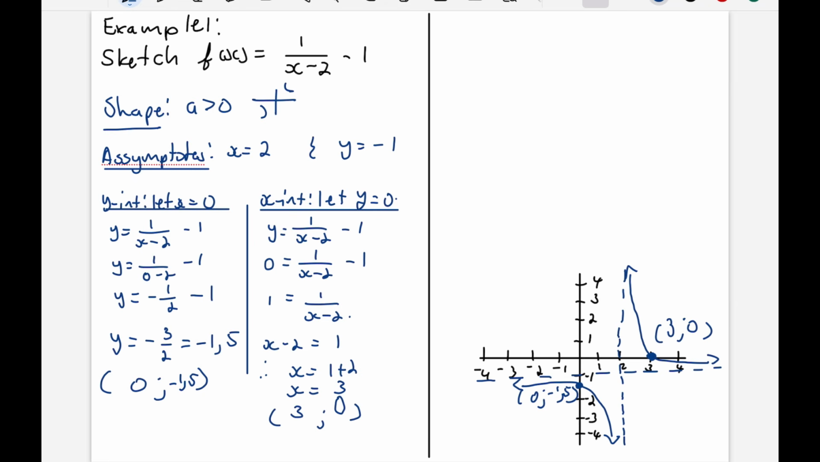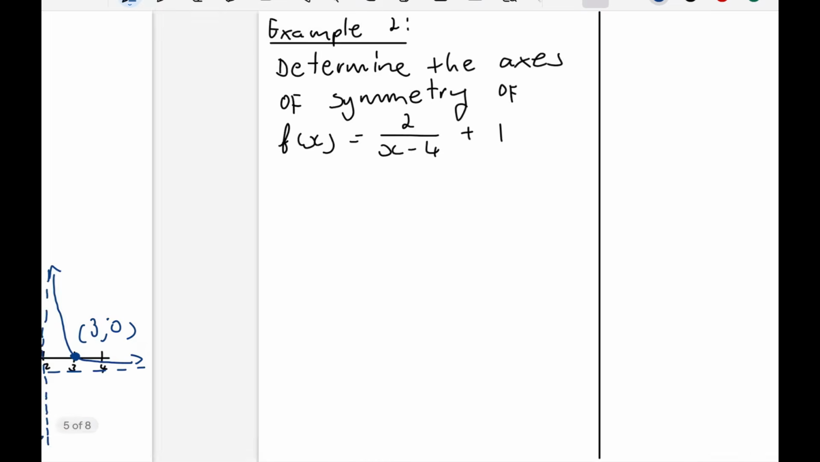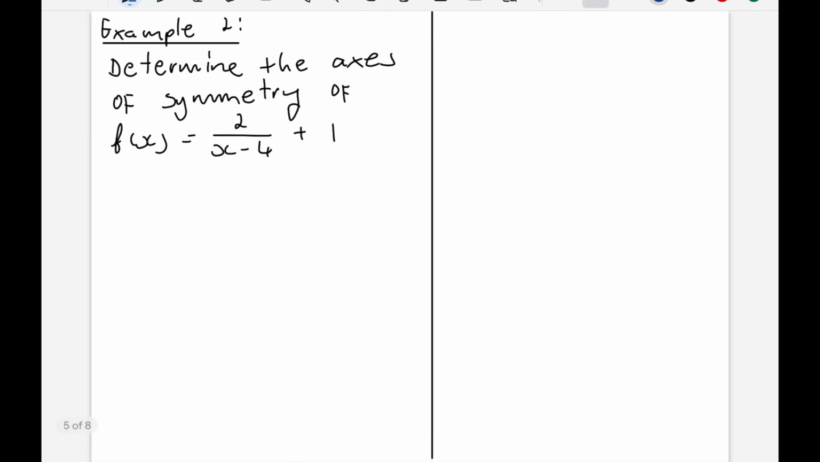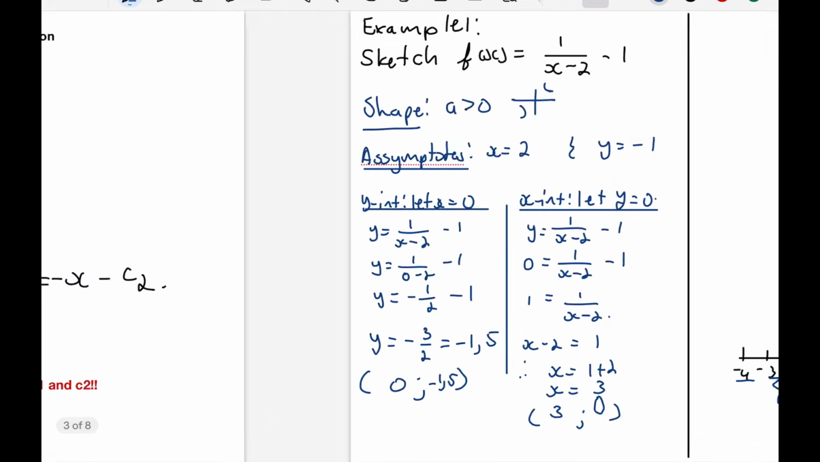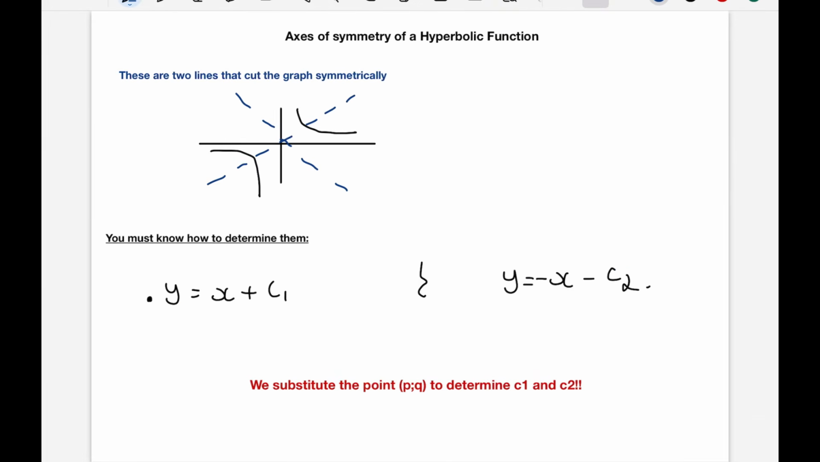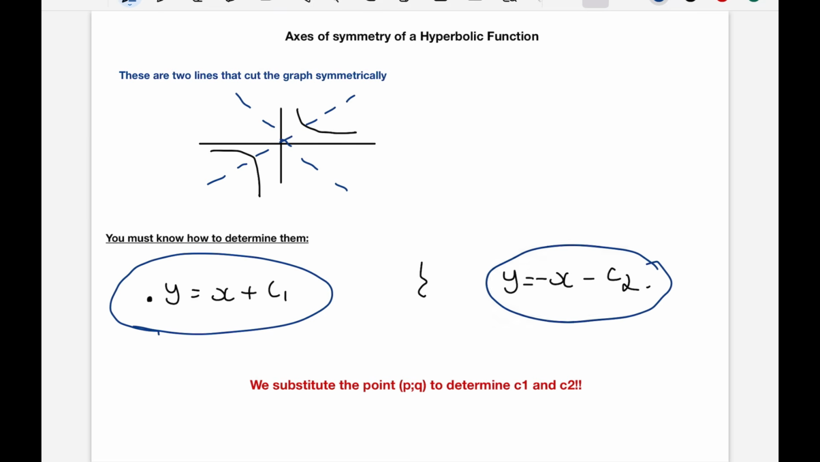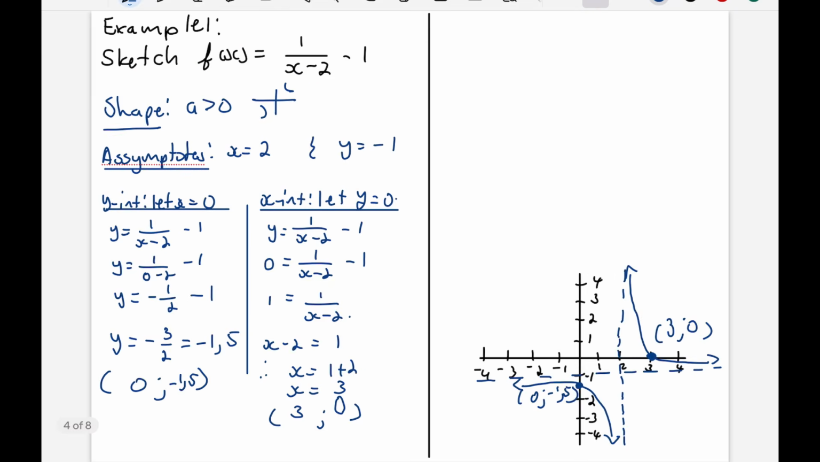Now, how would we find axes of symmetry? Let's look at an example for that. Here, we're asked to determine the axis of symmetry for f of x is equal to 2 over x minus 4 plus 1. Just a bit of a refresher, how do we find those? Well, there's two magic formulas. y is equal to x plus c1, and y is equal to negative x minus c2. And we substitute the point p comma q to determine what c1 and c2 are.